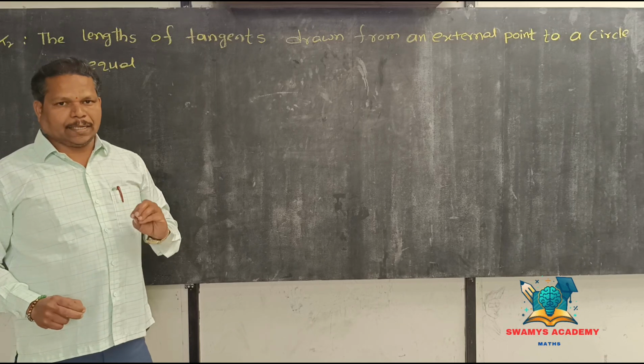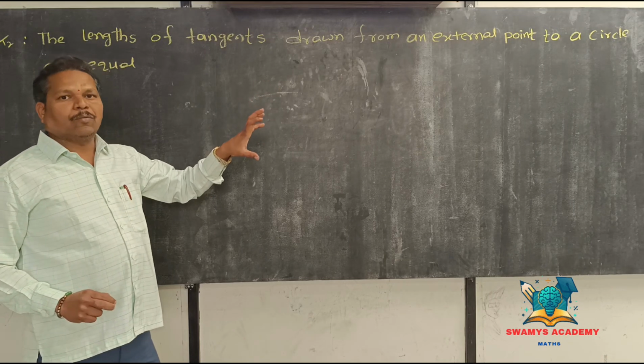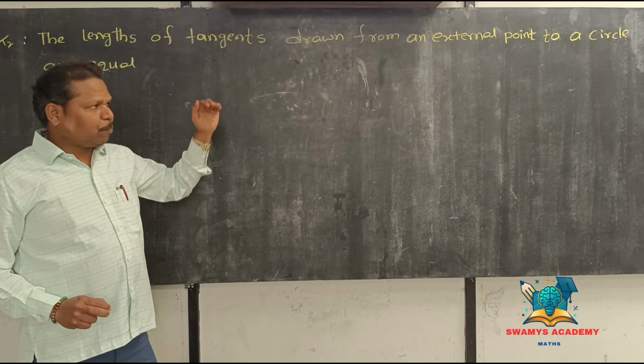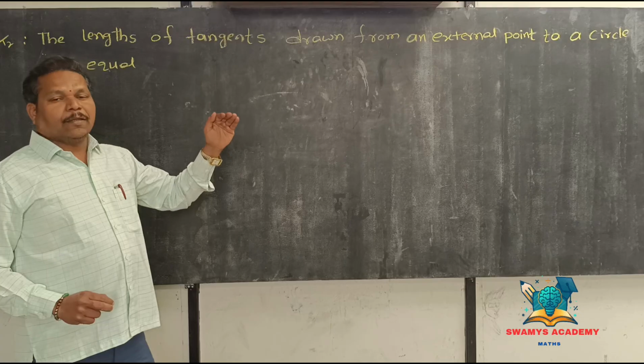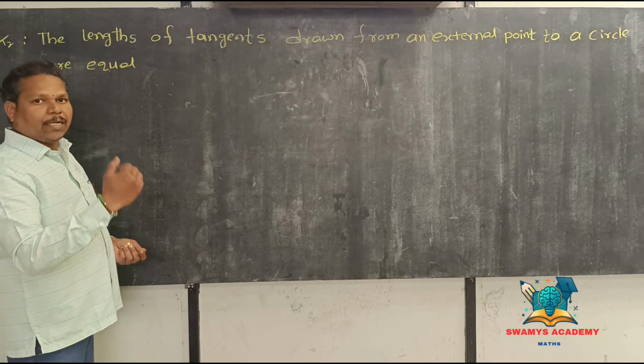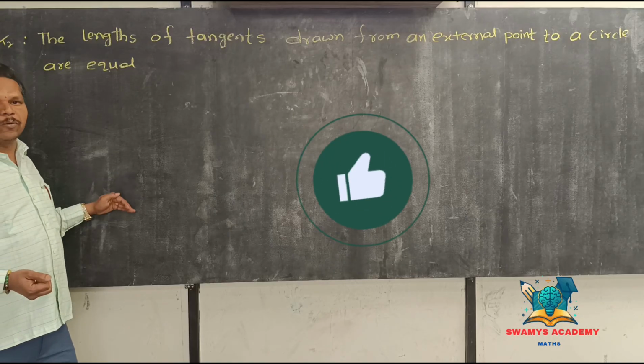So what do you mean by data? Data means, in the picture, what is given; we need to explain about the picture. Now, next is to prove. At last, we need to give the conclusion, what we need to get as the answer, and that you need to write in the to prove.